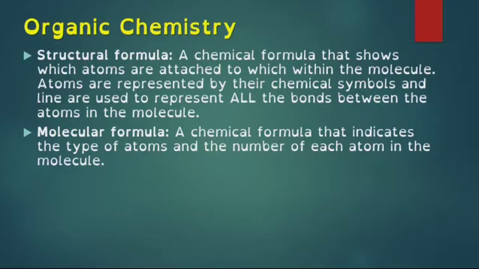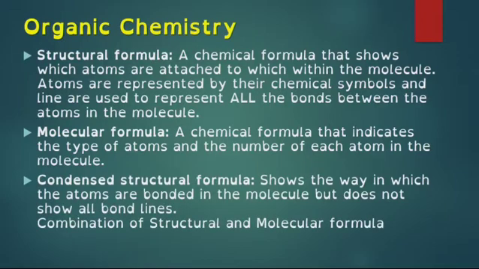Then in organic chemistry, we also have a combination between structural formulas and molecular formulas. And these are called condensed structural formulas. So you start with the basic idea of a structural formula, but you don't show all the bond lines. They often like to group together functional groups or methyl groups or ethyl groups. So a condensed structural formula gives you the picture that a structural formula would give you, but is shorthand and uses molecular formula when needed.